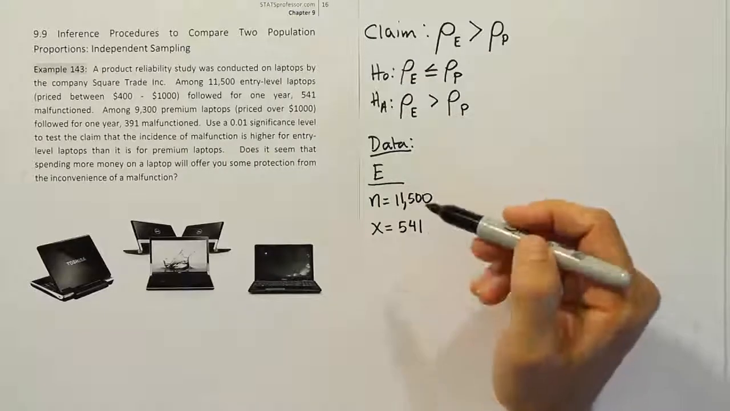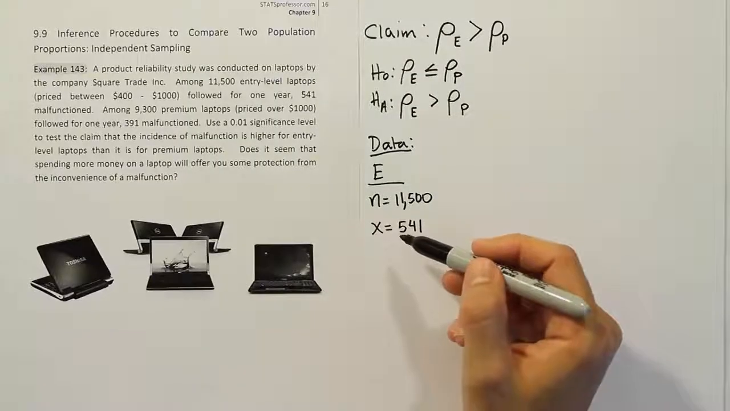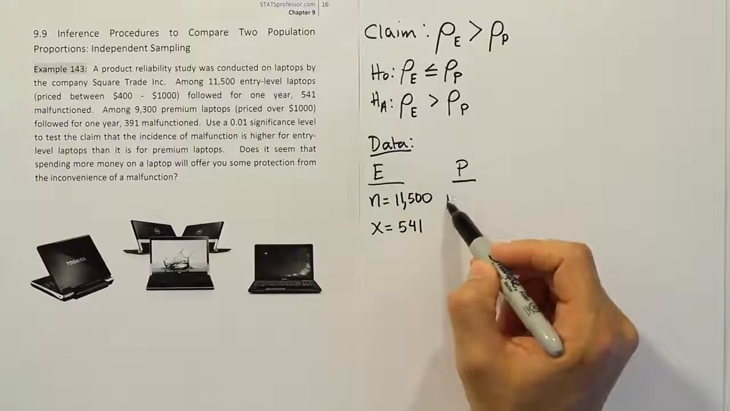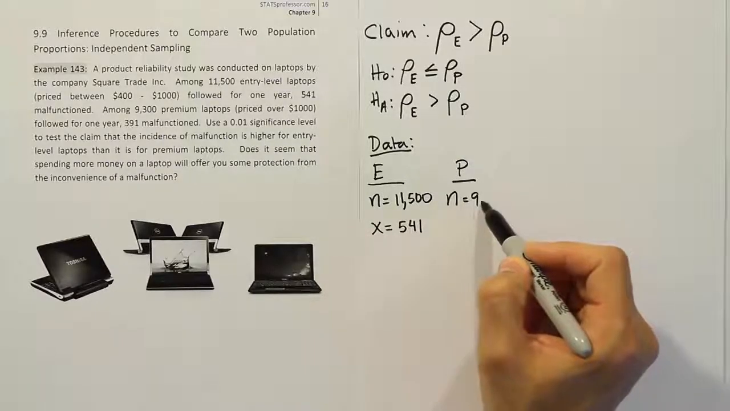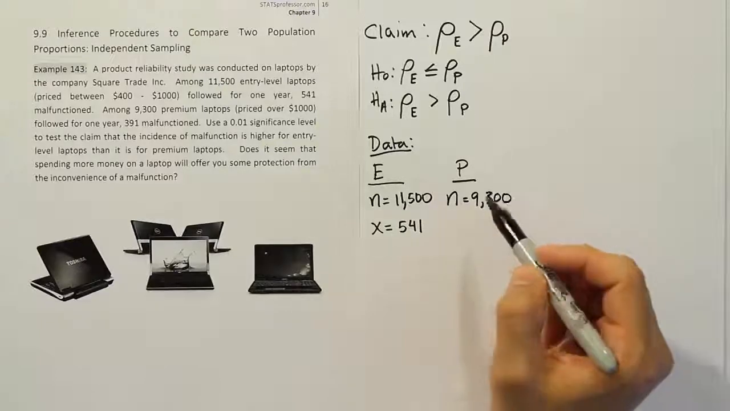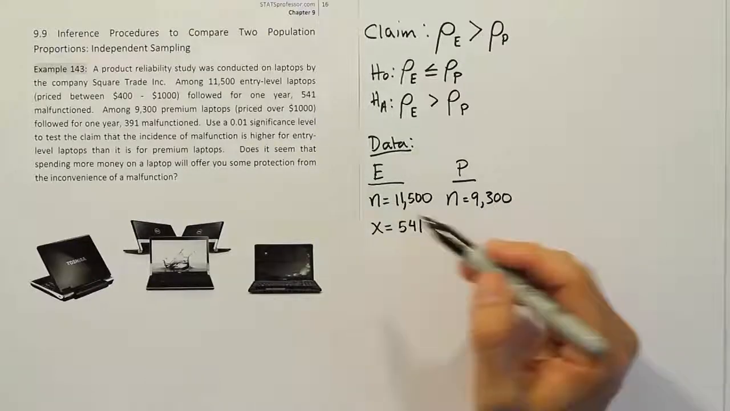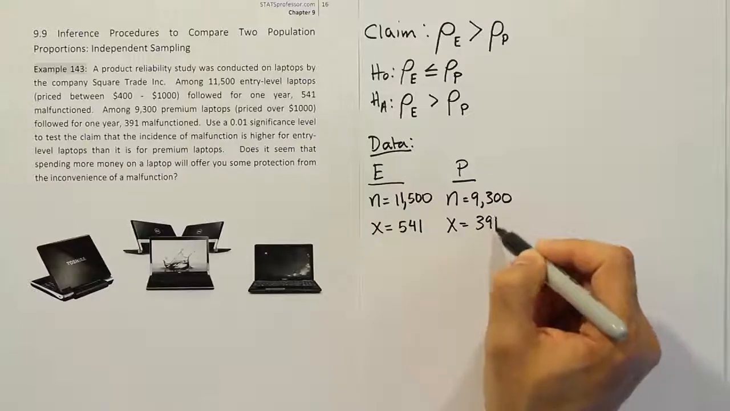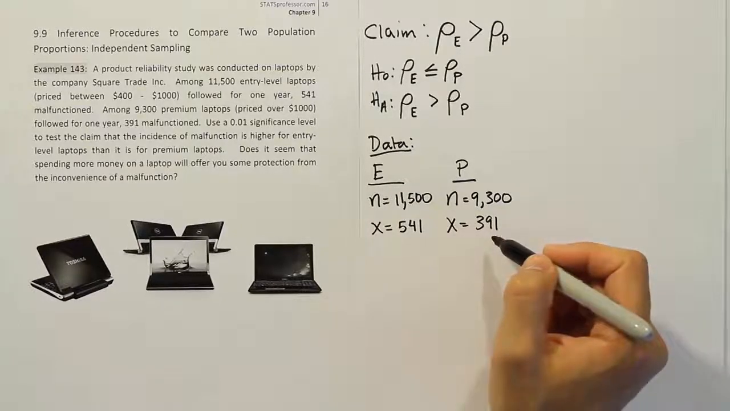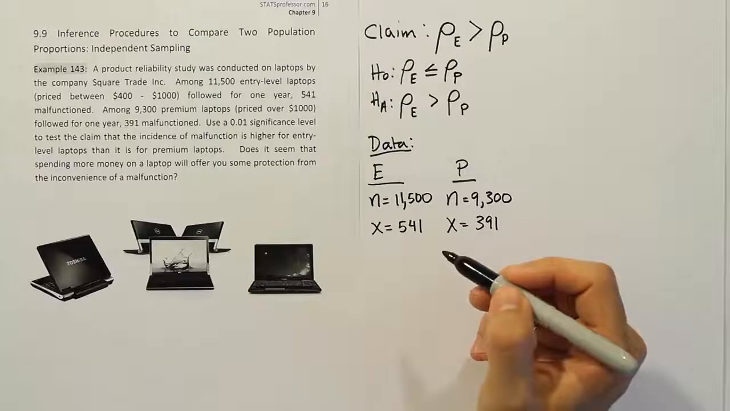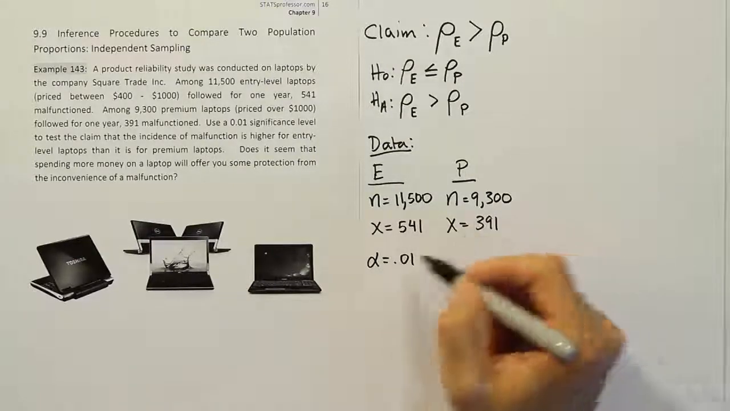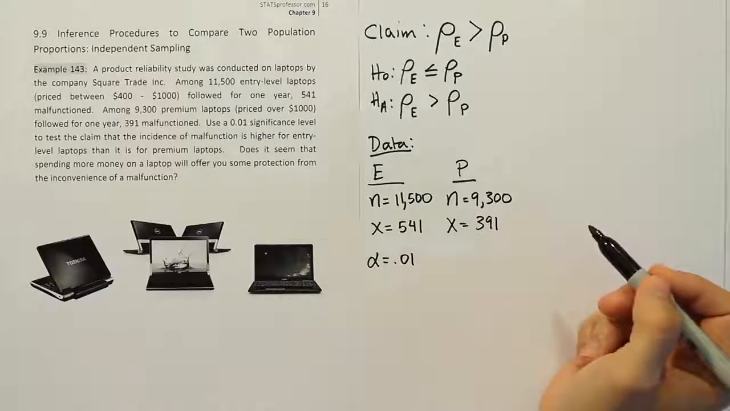That should be consistent. All right, and then from there, they go on to tell us about the premium laptops. And they say that for the premium laptops, we had a sample size of 9,300. And it tells us that among those, 391 malfunctioned, so 391. All right, and then they lastly tell us that we have a 1% significance level in the problem. And that's all they've given us, right? So the data is not too involved here, some pretty simple things.